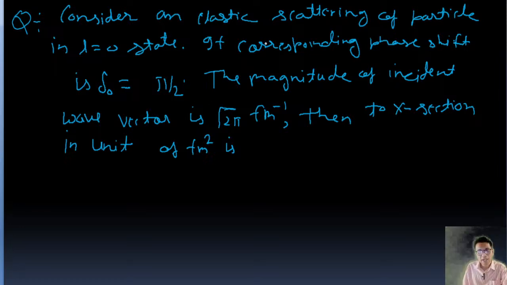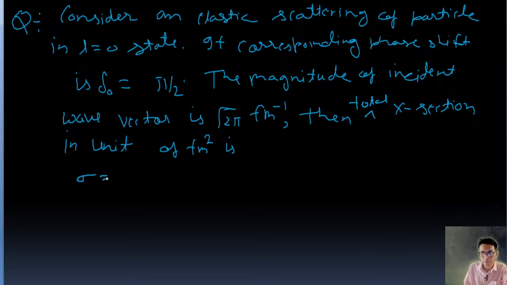Consider an elastic scattering. So we are considering elastic scattering of a particle in L equal to 0. That is, we are talking about S wave scattering. If the corresponding phase shift, that is delta naught, is given, and the magnitude of the incident wave vector is also given, we have to find the total cross section. Okay, sigma we need to find out.